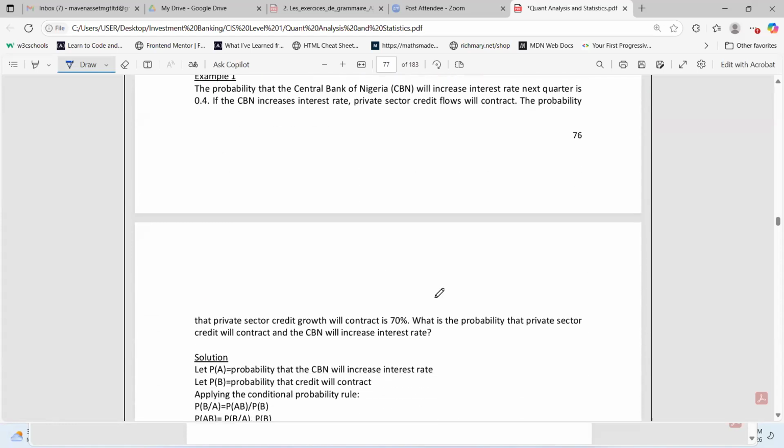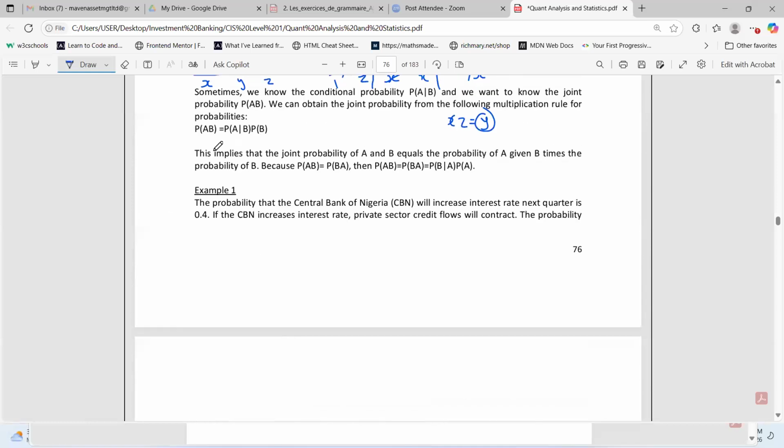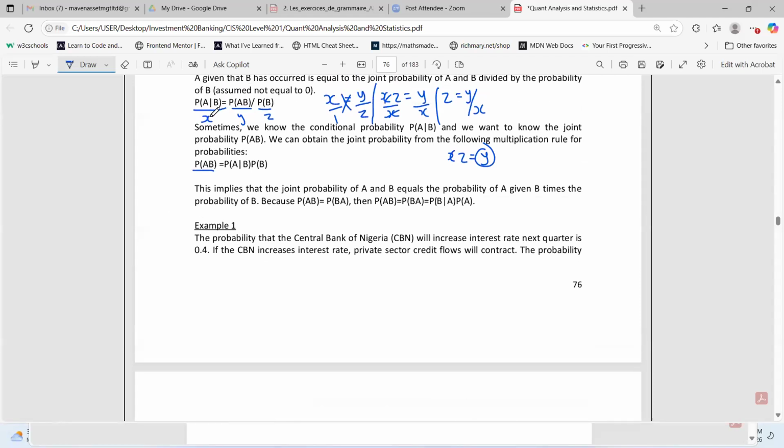The question says, what is the probability that private sector credit will contract and the CBN will increase interest rates? What word is this? Clue. Somebody help me. What word is this? "And." So of these three components you have here, let me tag this A. Okay, I've tagged them already: X, Y, and Z. Which of them do you think you are being asked to find? Are you looking for X? Are you looking for Y? Or are you looking for Z?